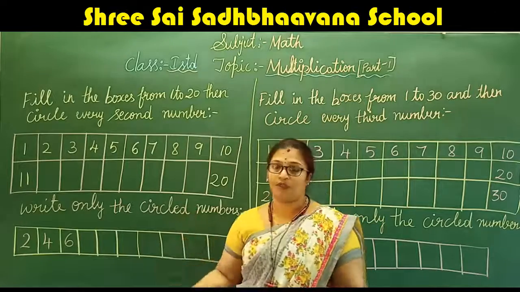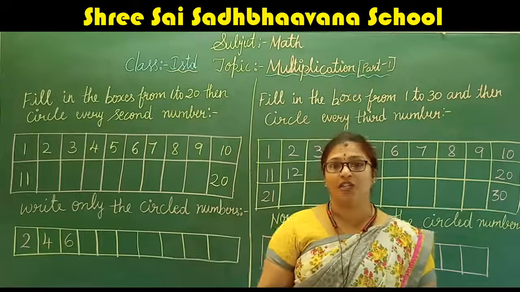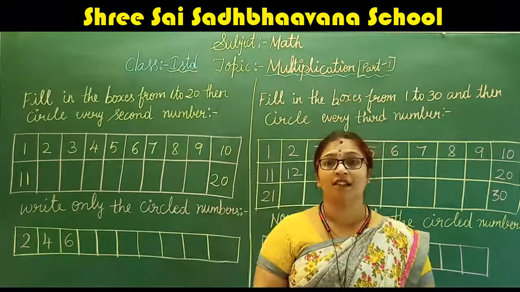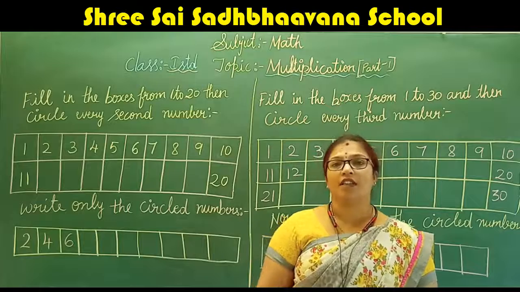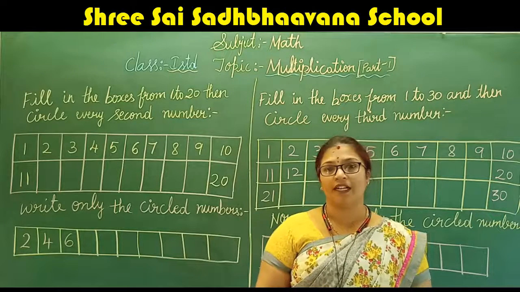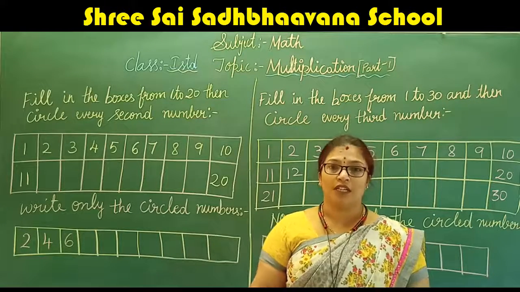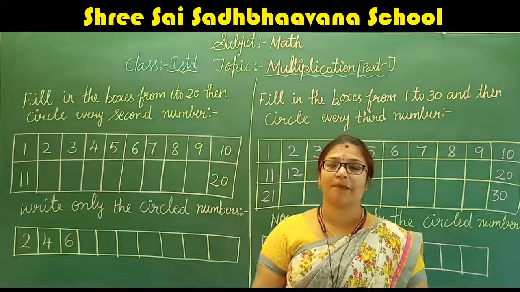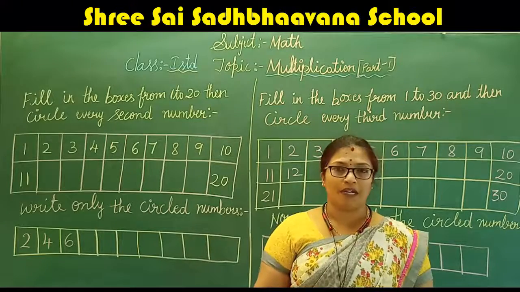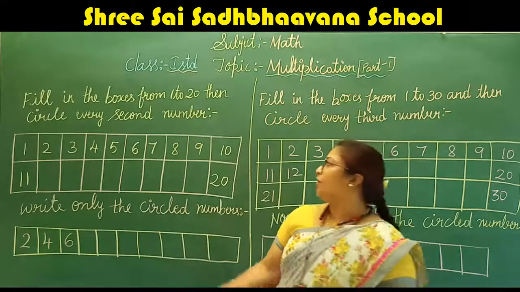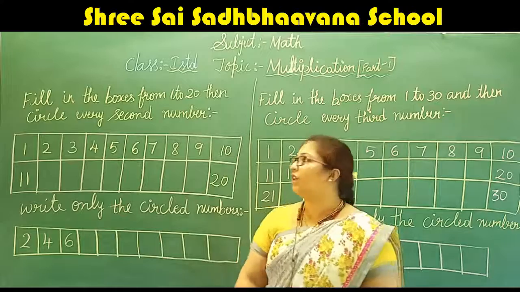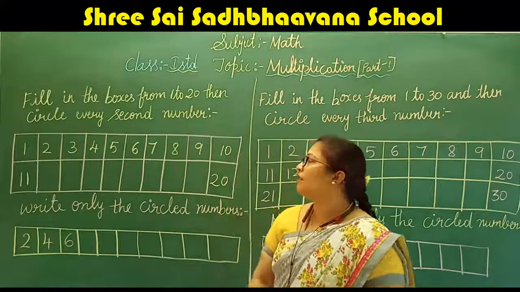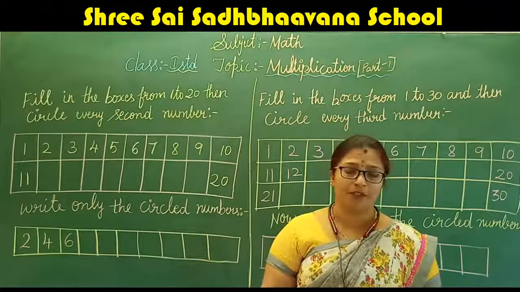Skip numbers. This also we learned in previous classes, right? In your first lesson revision exercises, we learned how to write skip numbers. In this lesson they have given you skip numbers to revise once again, and then how to multiply the numbers. First, they have given you: fill in the boxes from 1 to 20, then circle every second number.